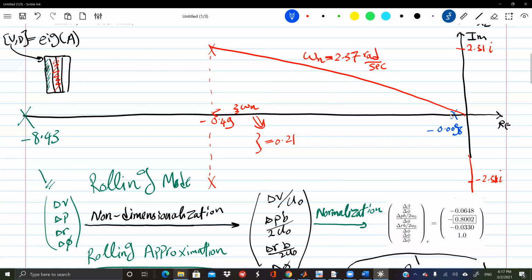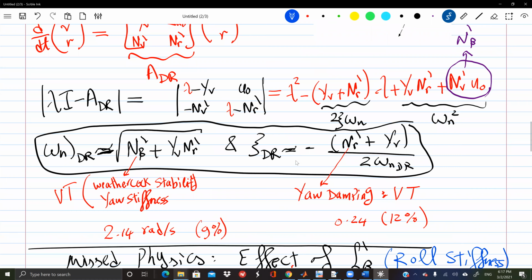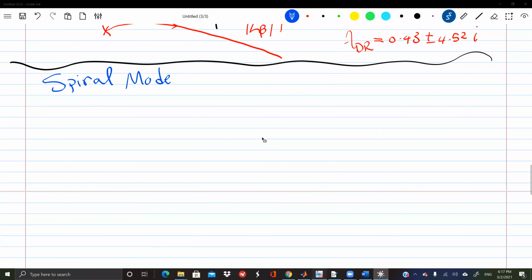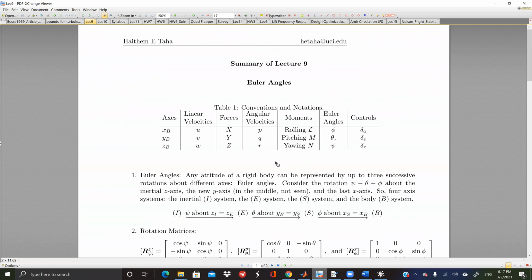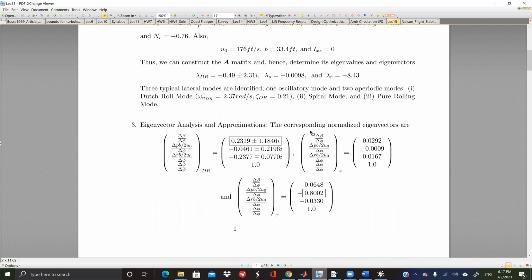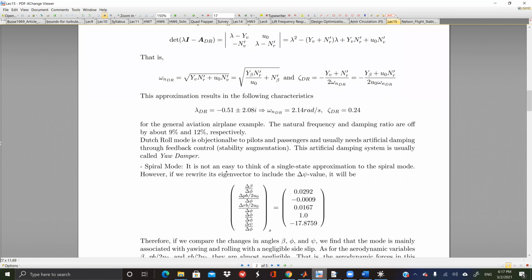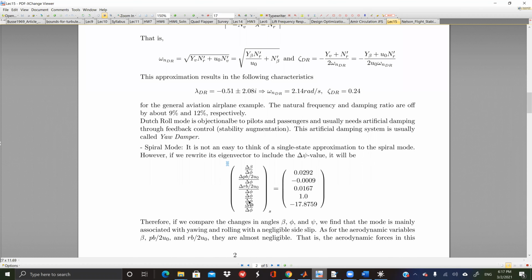First of all, like I said, it's stable, but for some airplanes it's unstable. It's very slow, so it's fine to be unstable. Let's, as usual, get the corresponding eigenvector. Here is the corresponding eigenvector. I think I have a better one. Yes, here. Very good.